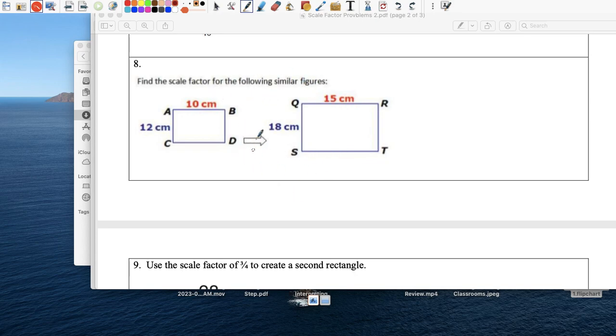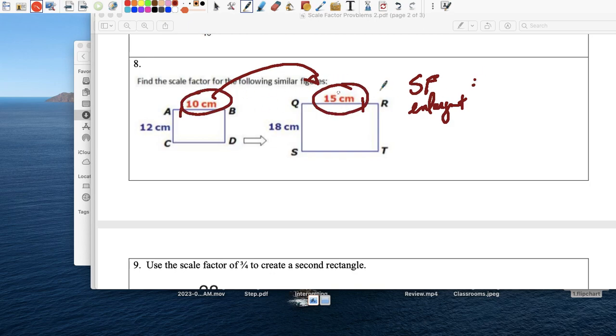There's an arrow right here. So what was the scale factor? Again, it's an enlargement. So we're going to be the big one over the small one. 15 over 10, and we can simplify that to 3 over 2. Okay, so the scale factor is 3 over 2 or 1.5.